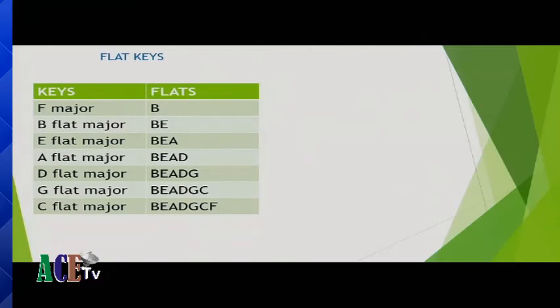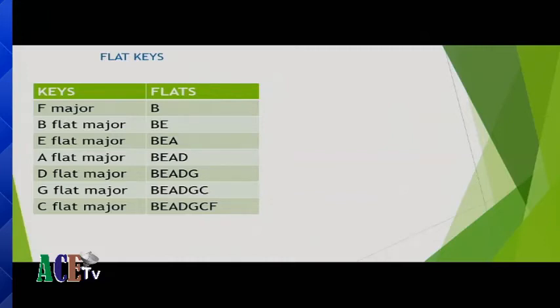So the next one is known as the flat keys. I've given you the sharp keys, then the flat keys. The clue there when you are talking about the sharp key is that you count 5. But for the flat keys, the clue there is that you are going to count 4. You count 4. So from the first key, which is F major. The first key is F major.